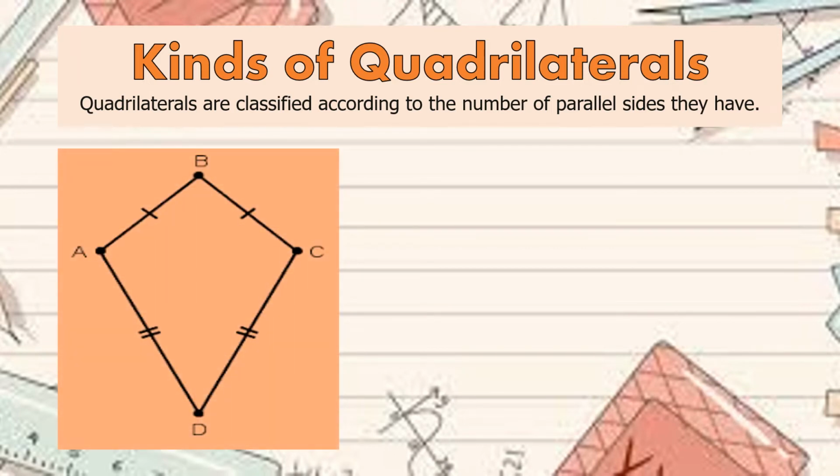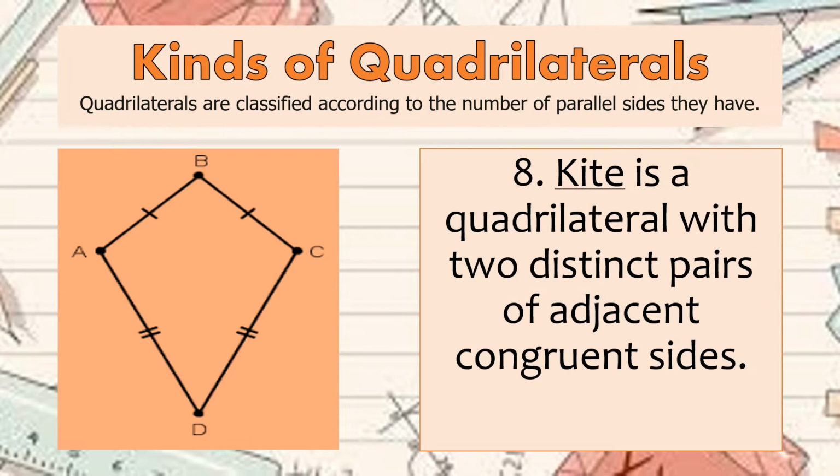For the next one, we have a kite. It is a quadrilateral with 2 distinct pairs of adjacent congruent sides. Ano ba ang adjacent? Sila yung magkatabi. So meaning we have AB at BC, at sila yung congruent sides natin. Ibig sabihin, parehas ang measurement. At meron din tayong AD at CD, kung saan sila yung magkatabi din at meron silang same measurement ng kanilang side. So we have AB is congruent with BC. AD is congruent with DC.